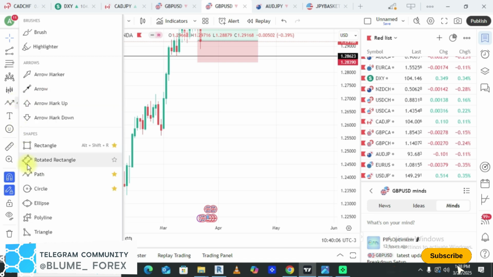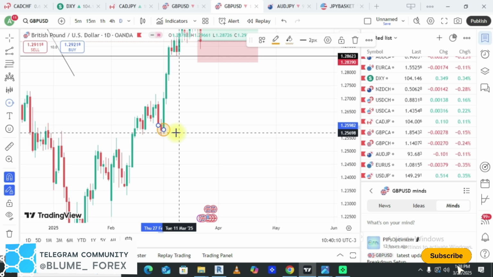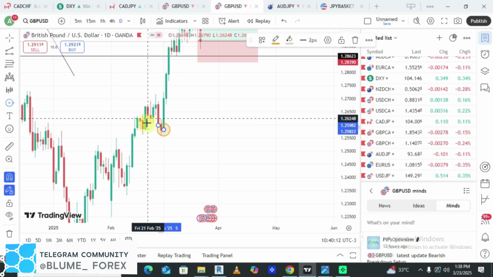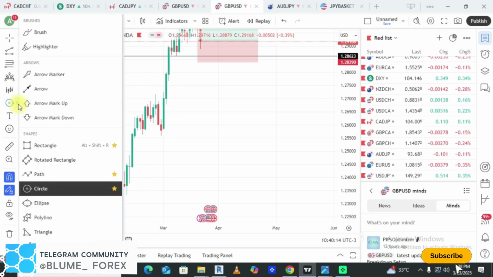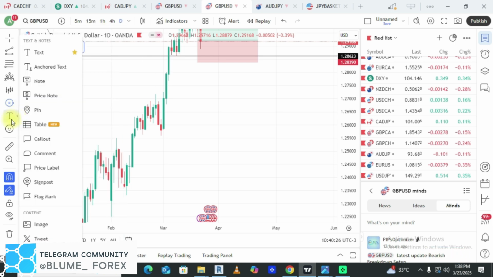And then we have the circle too. You can use it to note certain points, areas where you're expecting the market to get reversals or continuation. Now we have all these triangles, polyline. I don't use these, but then you can definitely play around with them if you think they are going to aid in your analysis.